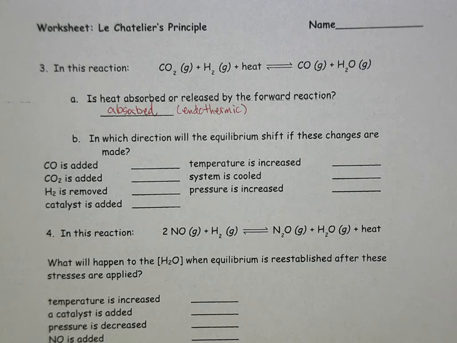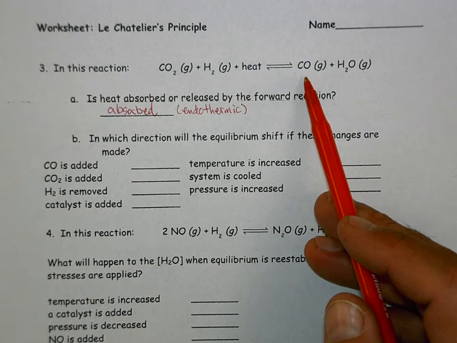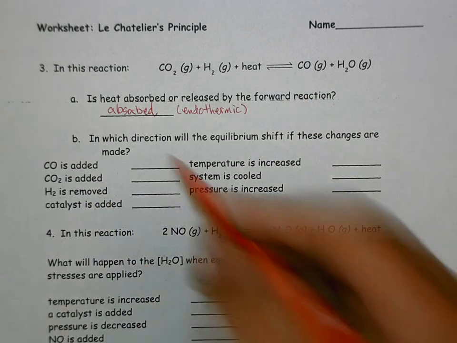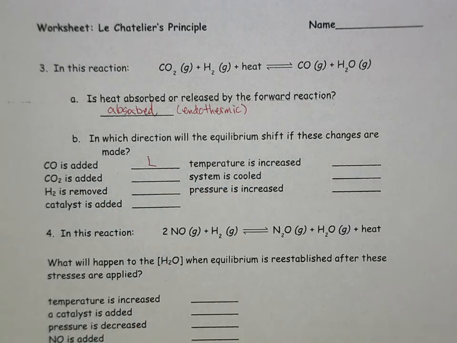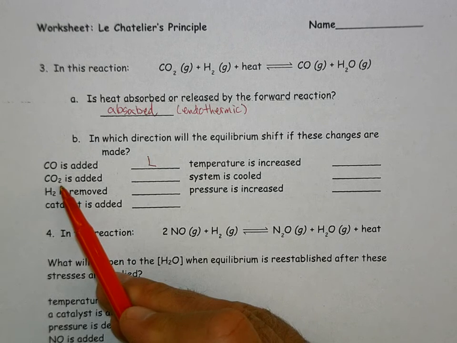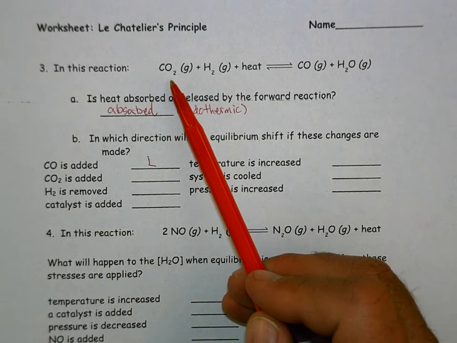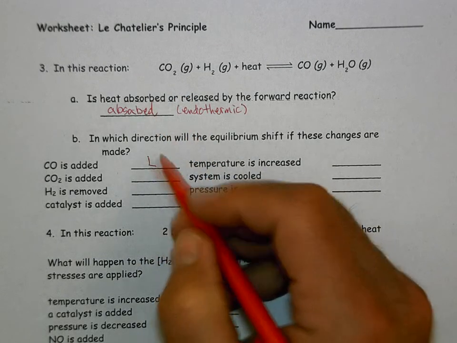In which direction will the equilibrium shift if these changes are made? We're going to add CO. CO is over here on the right. We added. Go away from whatever we add. Shift left. CO2 is added. CO2 is on the left. Go away from what we add. Shift right.